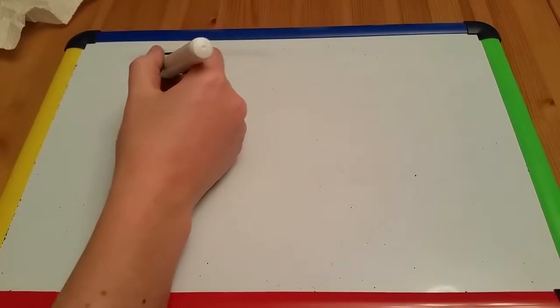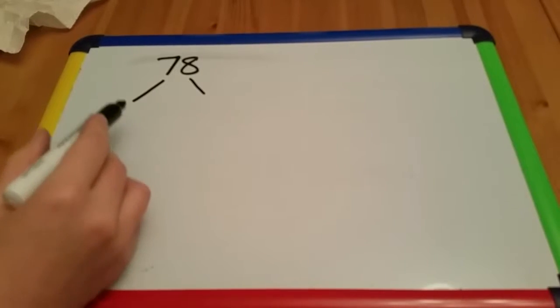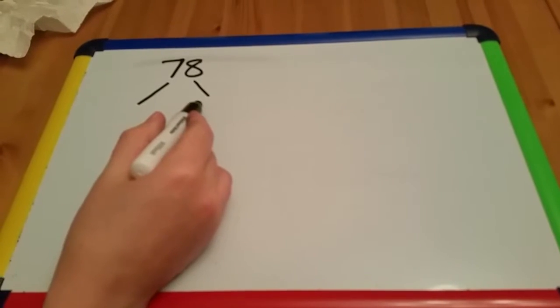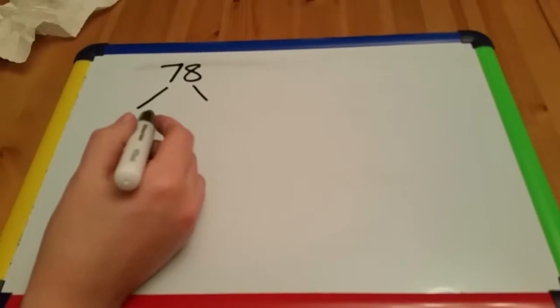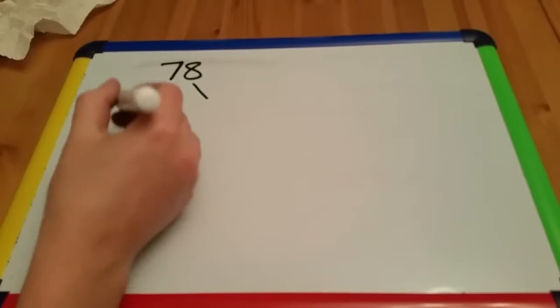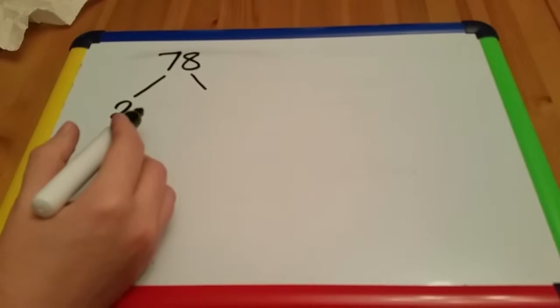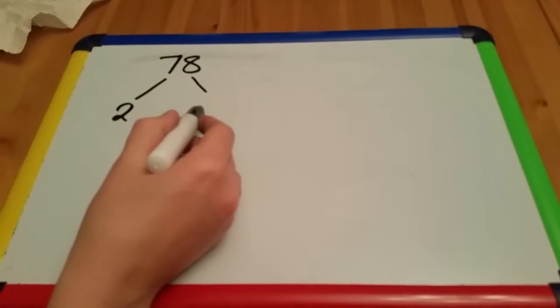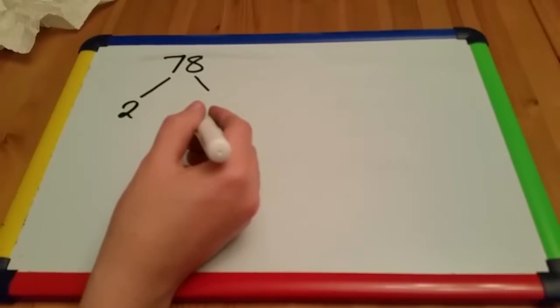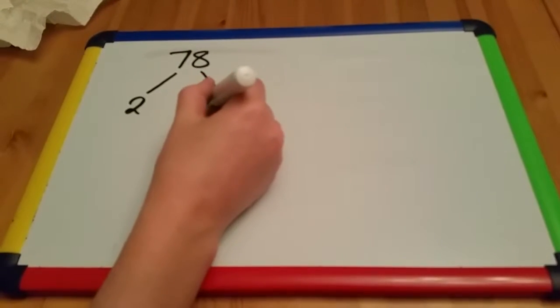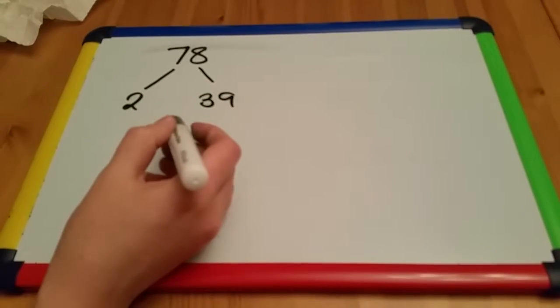So if I have a look at this number here, I'm going to draw 2 branches from this number. These 2 numbers here, when multiplied together, will end up making 78. So, looking straight at 78, I know that that is an even number, so I am going to put 2 there. I would then have to write the number: if I did 2 times something, it must be 78. 2 times 39 is 78.